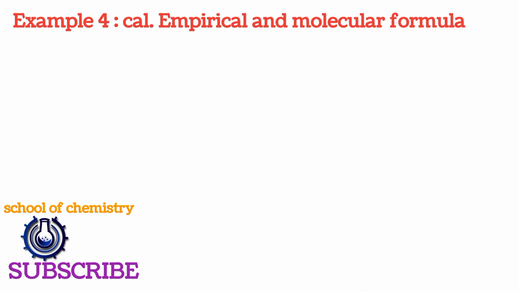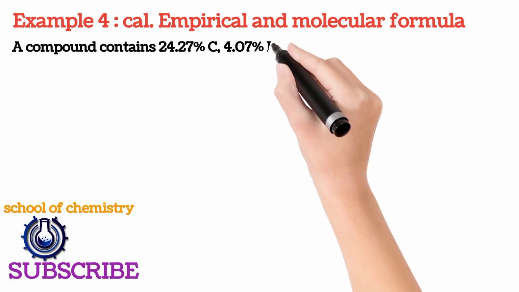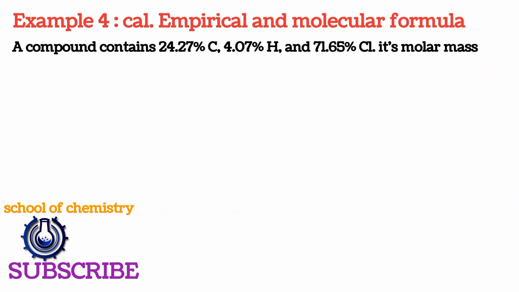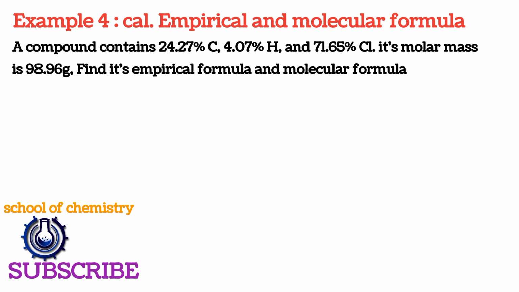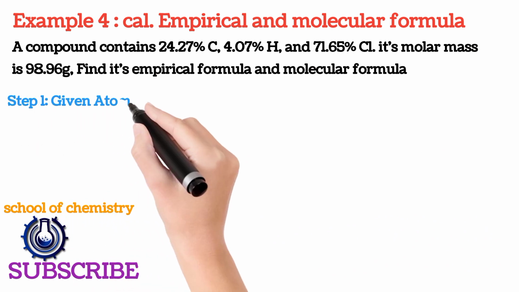Example 4. How we calculate empirical formula and molecular formula. A compound contains 24.27% carbon, 4.07% hydrogen, and 71.65% chlorine. Its molar mass is 98.96 grams. Find its empirical formula and molecular formula. So we are given the percentage composition and the molar mass, and we have to find both the empirical formula and molecular formula. So first, we'll calculate the empirical formula.